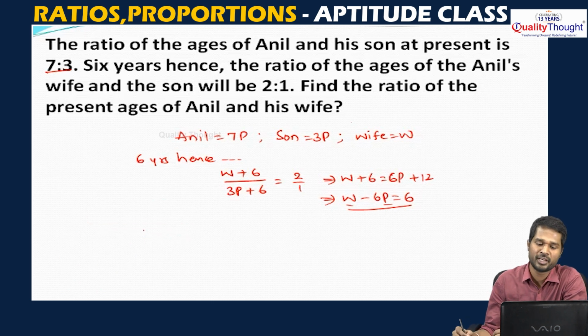As we don't have any individual values to find out the proper present ages of all the people, w is a variable, p is a variable, and we don't have any unique values to calculate. So this answer cannot be determined, or the data is inadequate. So the answer cannot be determined for this question.